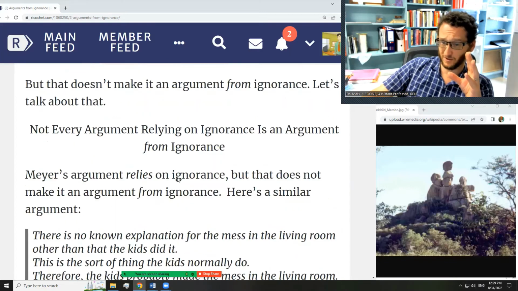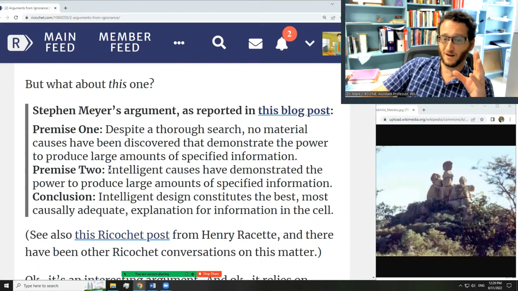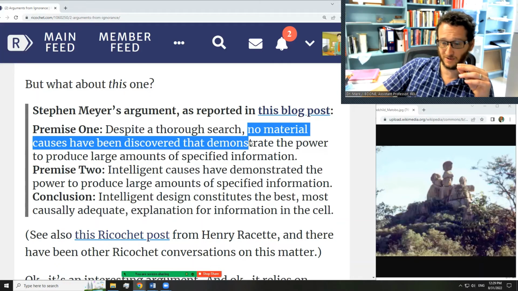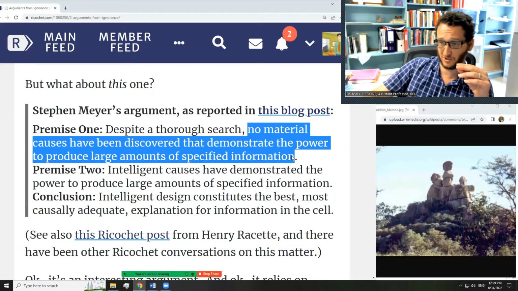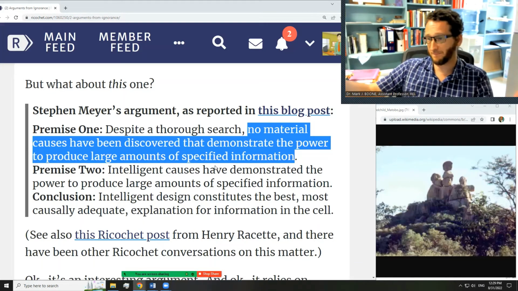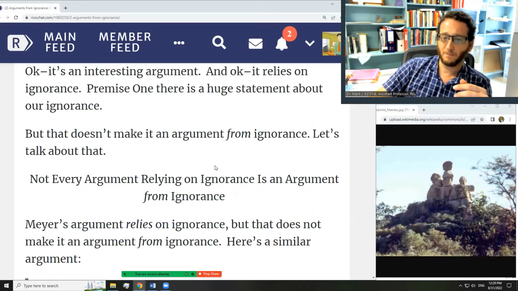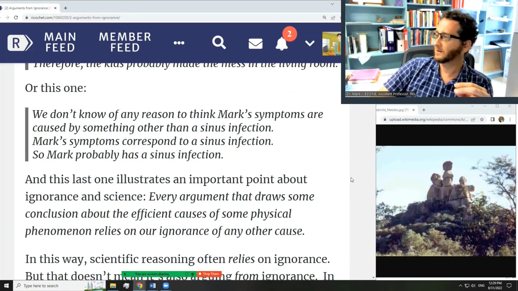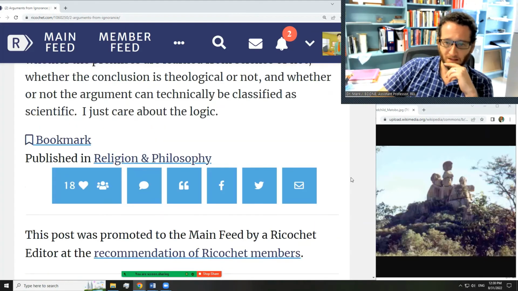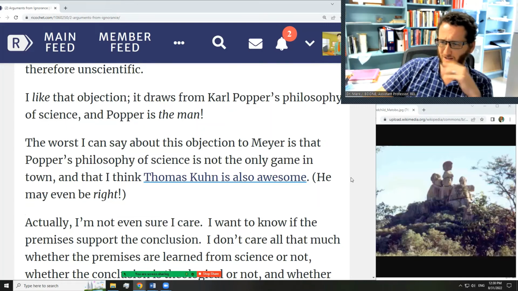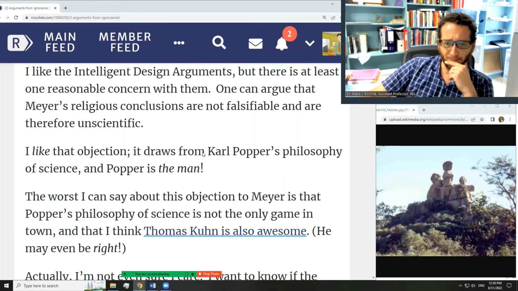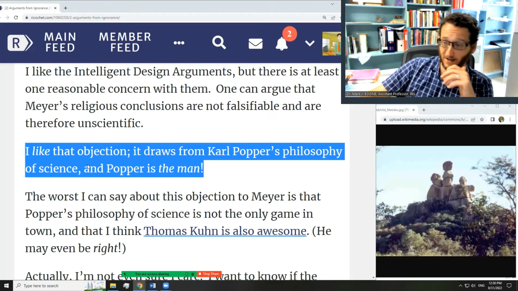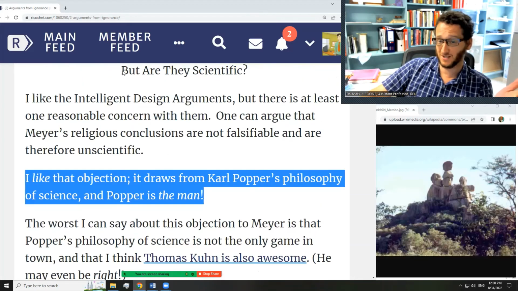Now, actually, one could easily falsify one aspect of this. One could find an alternative explanation. One could just prove this premise wrong: no material cause has been discovered that demonstrates the power to produce large amounts of specified information. Find the material cause, and you're done. You've proven this premise to be wrong. But the conclusion that we are created by an intelligent designer of significant knowledge, wisdom, power, this conclusion, how do you falsify that directly? I don't know that you could. So if falsifiability is the essential characteristic of science, that's a very interesting objection to intelligent design arguments being scientific.